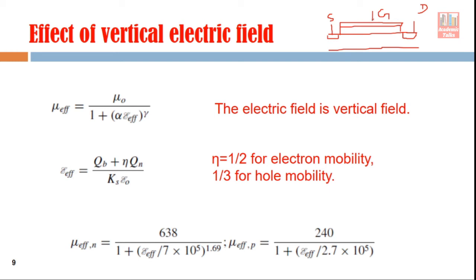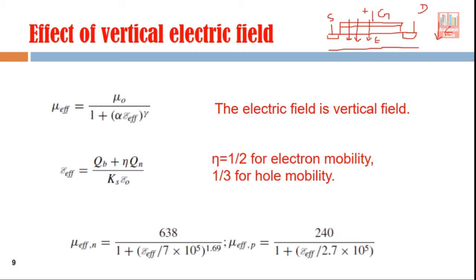Now, when we apply a voltage on the gate terminal, if it is NMOS, then we apply a positive voltage. So what will happen? There is a vertical field, right? This vertical field is present here, like this, and it is because of the positive gate voltage. So what will this vertical electric field do? It will influence the mobility of carriers in the semiconductor.